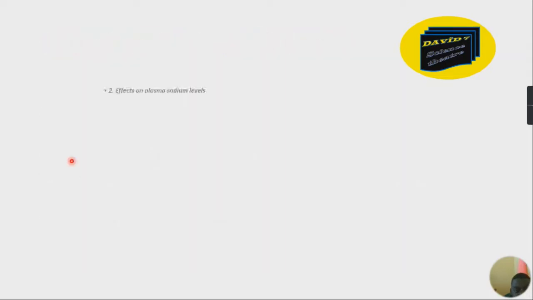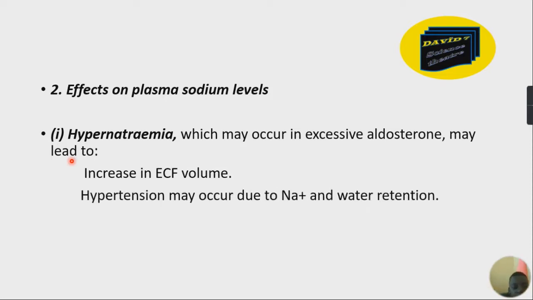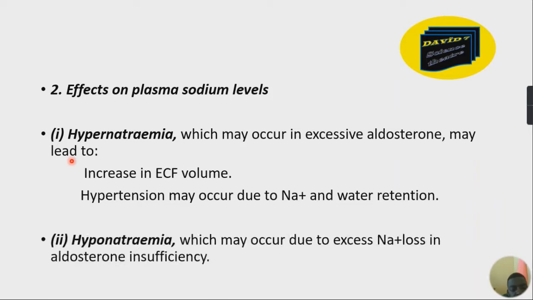Okay. Effects on plasma sodium levels. Hypernatremia may occur if excessive aldosterone is released. And the hypernatremia has a couple of effects. One is increasing the volume of blood or extracellular fluid, and this may result in hypertension due to sodium and water retention. And hyponatremia may occur due to excess sodium loss when aldosterone is insufficient or inadequate.